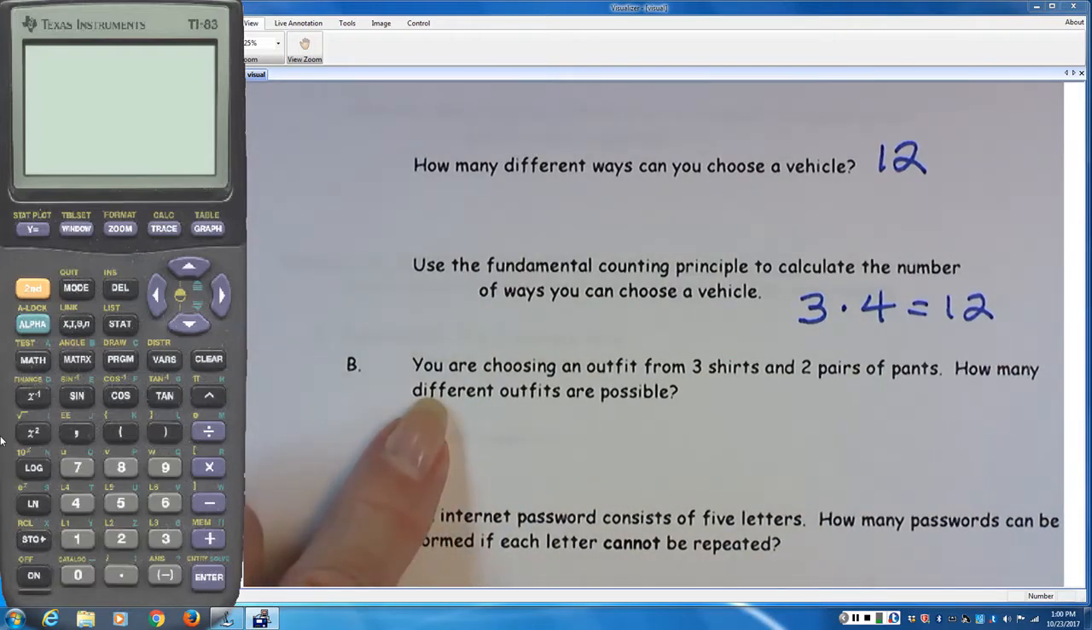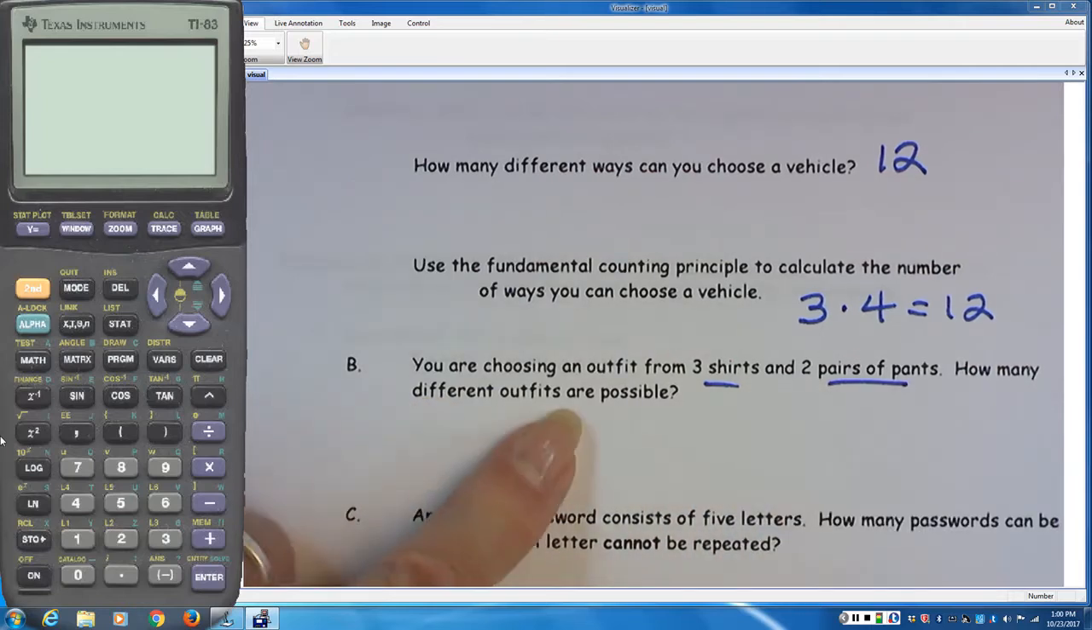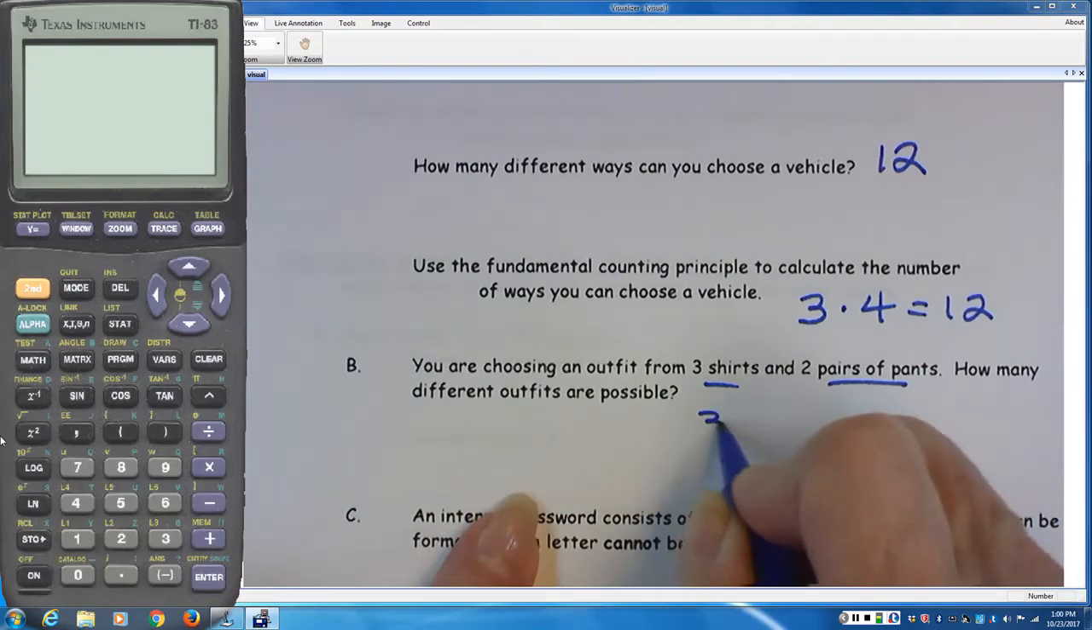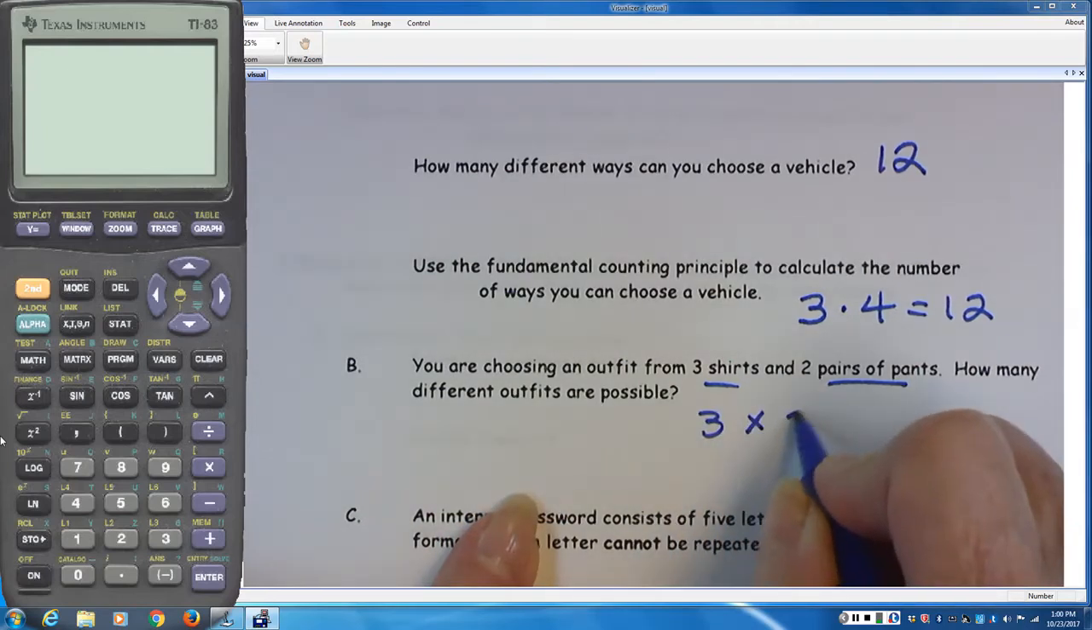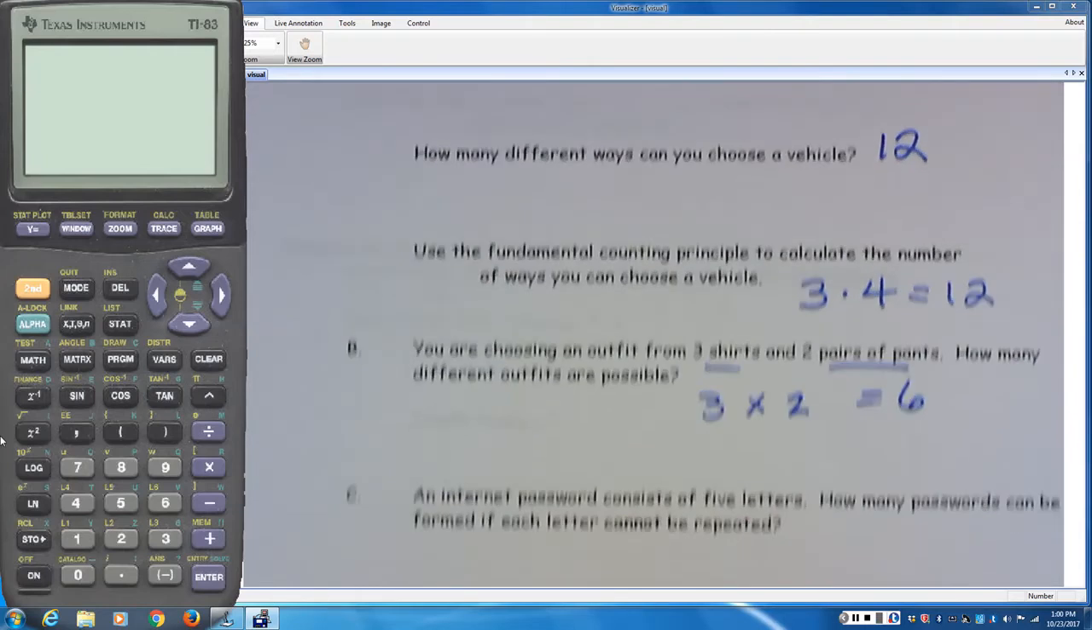Now, if you're choosing an outfit from 3 shirts and 2 pairs of pants, how many different outfits are possible? You don't really need the tree diagram, because I didn't say list the number of outfits. I just said how many different outfits could you make? And you could make 3 times 2 is 6 outfits. You only need the tree diagram if you actually need to list out what the different outfits or the different cars look like.